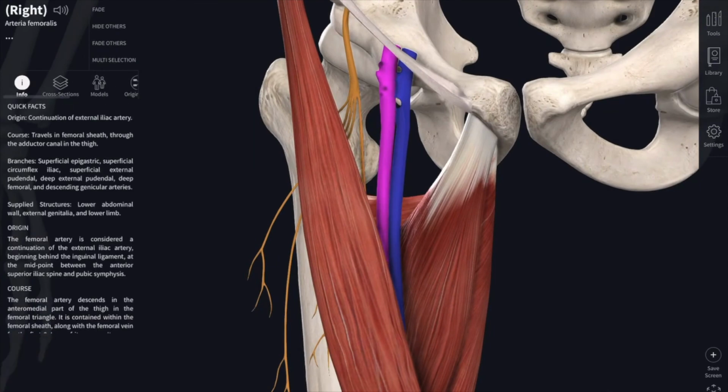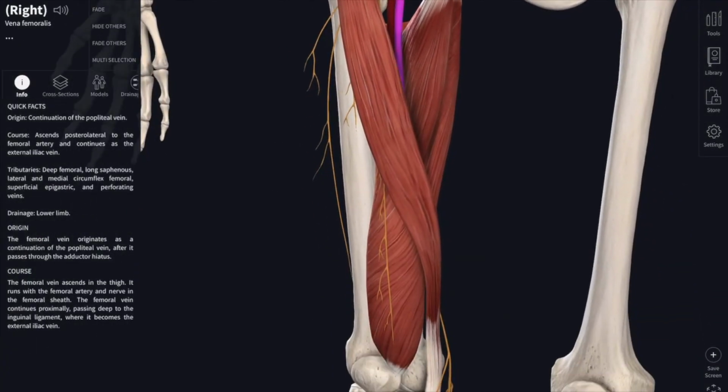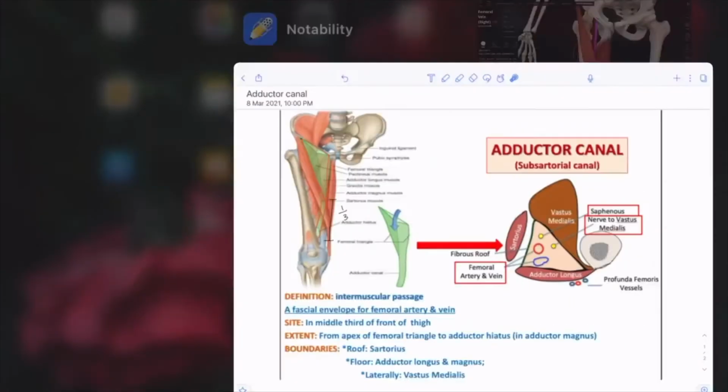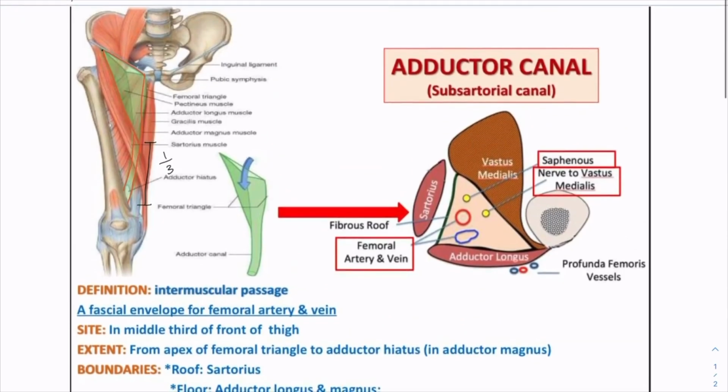Now, after that, we move on to the vessels. We have both a femoral artery and a femoral vein that pass through this canal. Now, an easy way to remember the contents of this canal is using this mnemonic, which is NAVEL... never mind, sulfas available. Never mind stands for nerve to vastus medialis. Sulfas stands for saphenous nerve, and available stands for femoral artery and femoral vein.